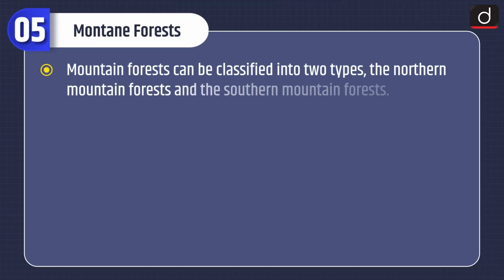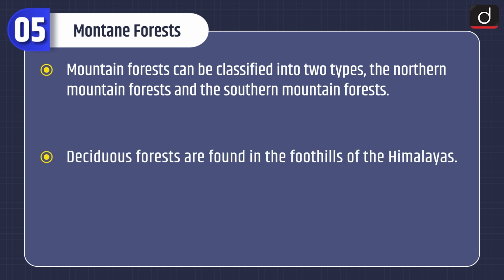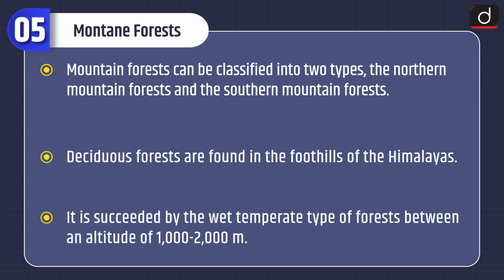Now let's discuss montane forest. Montane forest can be classified into two types, the northern montane forest and the southern montane forest. Deciduous forests are found in the foothills of the Himalayas. It is succeeded by the wet, temperate type of forest between an altitude of 1000 to 2000 meter.